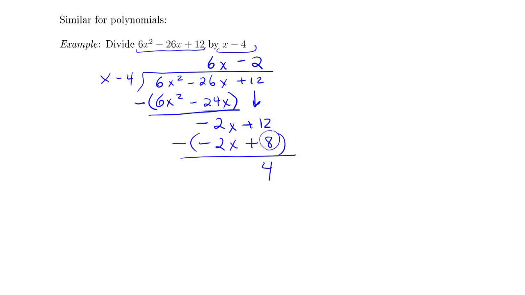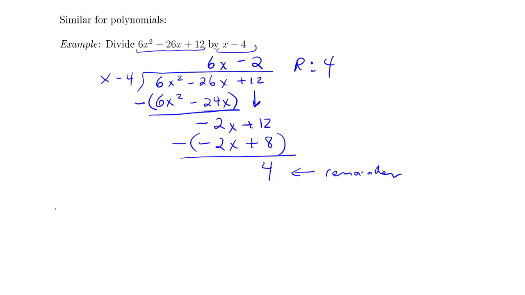Okay, so now I don't have any more. And notice that the 4 is now a lower degree than the x minus 4. So that means I'm done. I can't go any further. Also, I have no more terms. That's also telling me I'm done. So there is your remainder. So I can do remainder of 4.